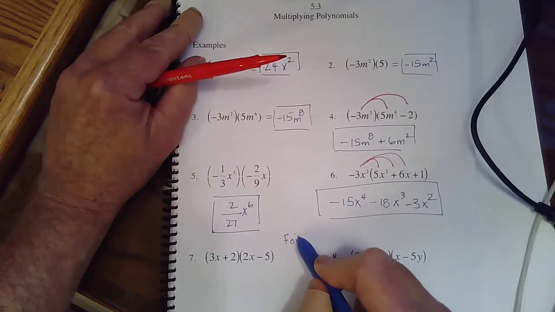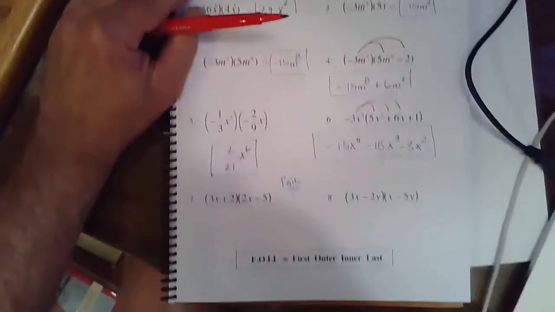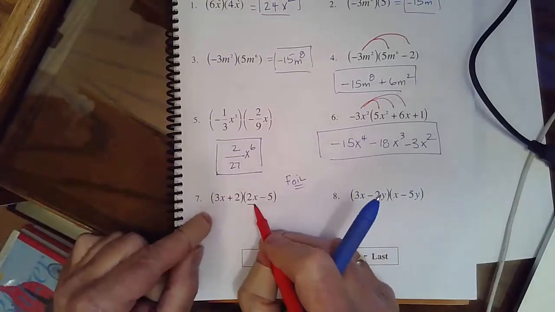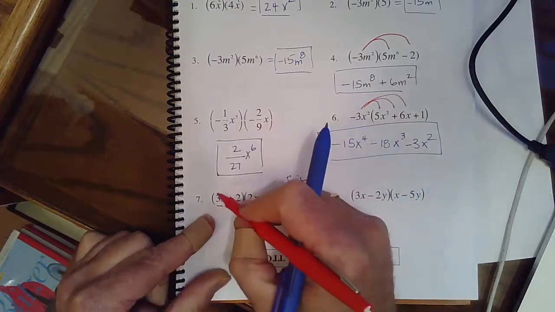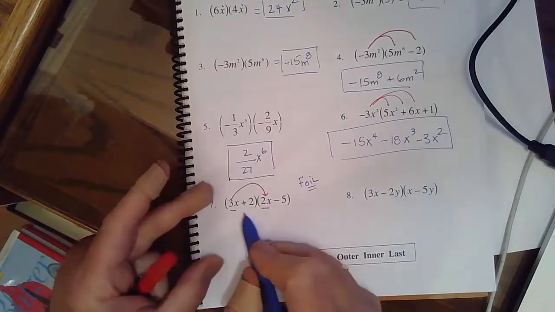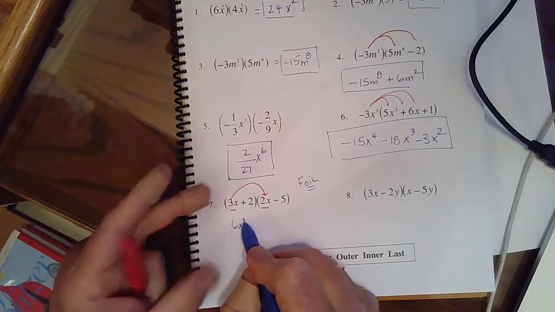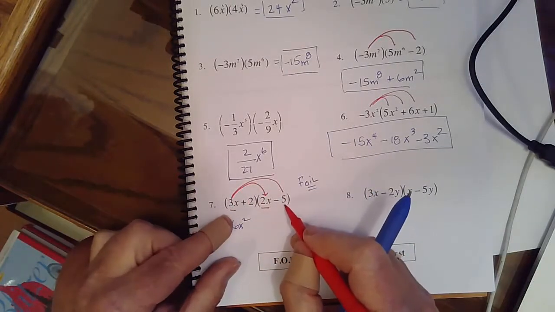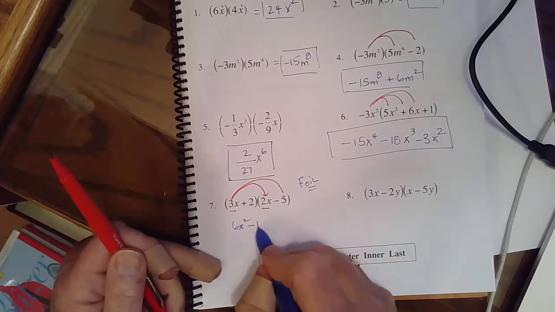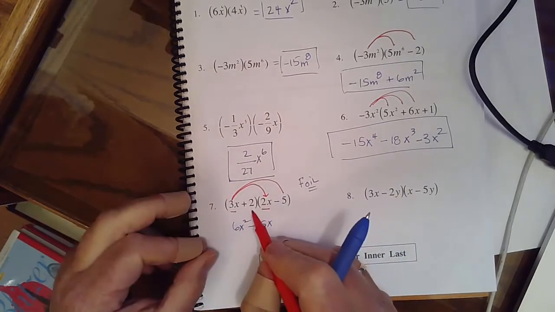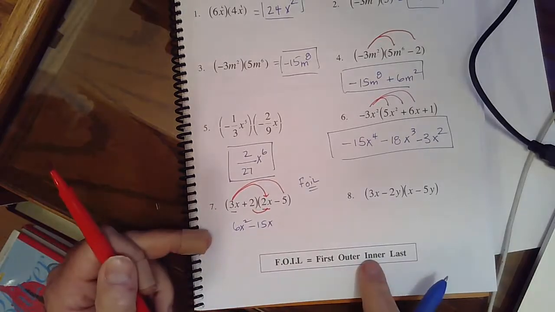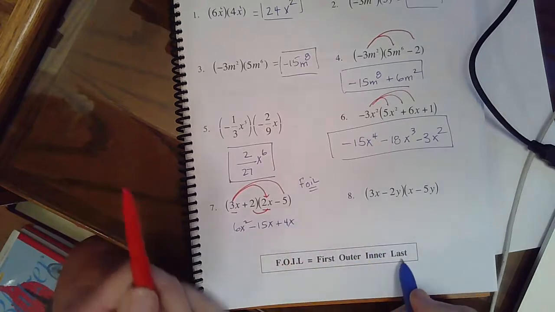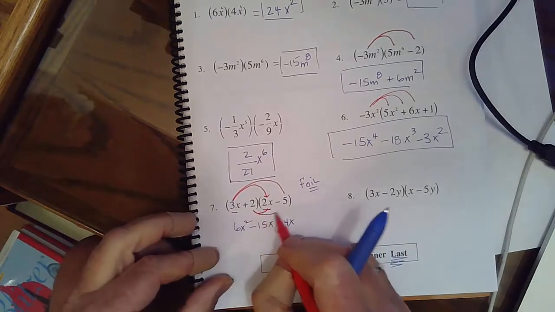Here we're going to use what's called FOIL, which stands for first, outer, inner, last. So the first pieces in each one of the binomials, that's what I'm multiplying first. So 3 times 2 is 6x squared. And then outer, these are the outer ones of the binomials, negative 15x. The inner is right here. So first, outer, inner. Inner is the inside ones. That's plus 4x. And then finally, last right here, 2 times negative 5 is negative 10.